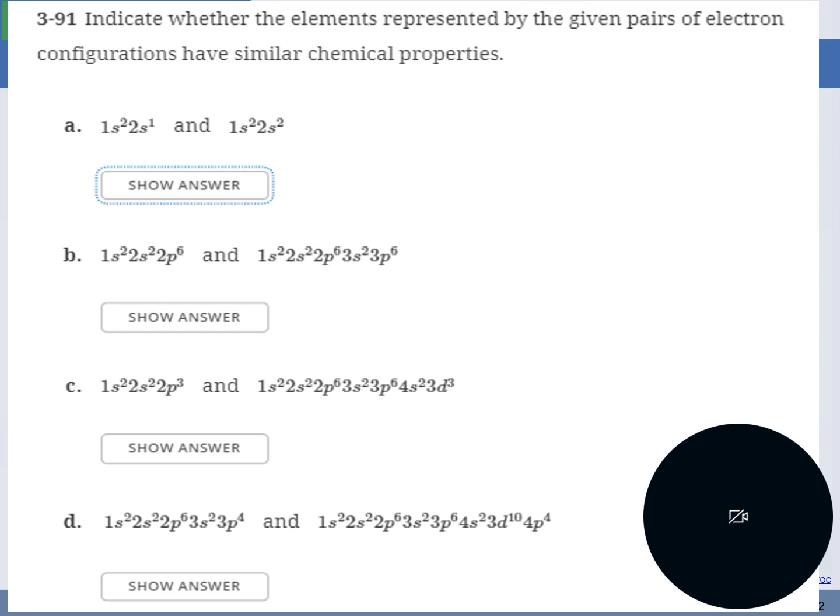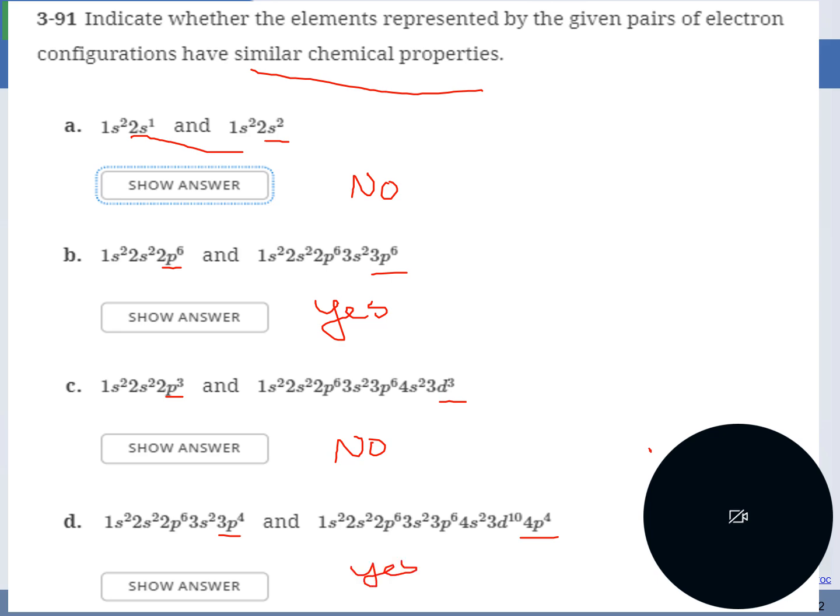Here is another learning check for us. We're going to try to indicate whether elements present in a pair have similar chemical properties. Basically they would end in the exact same way if they had similar chemical properties. So these do not end in exactly the same way, so this would be a no. p6 and p6, you would put yes here because they end in p6. p3 and d3, they both end in 3, but you need the same letter as well, so this would be a no. And 3p4 and 4p4, you would put yes here because they both end in p4.